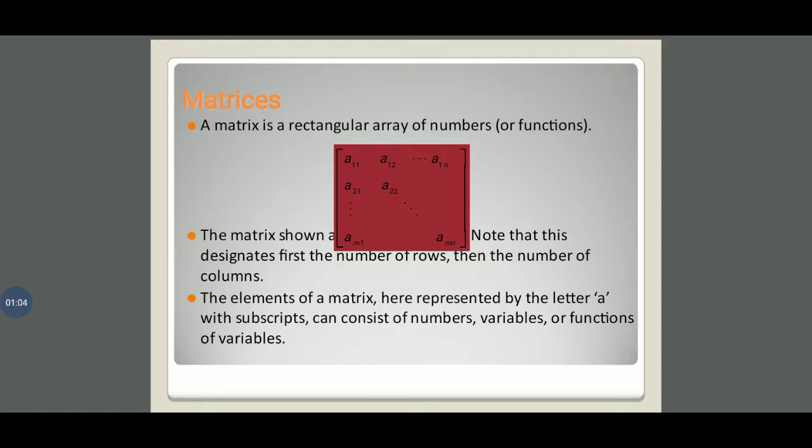Simply, we know that a matrix is a rectangular arrangement of numbers or functions in horizontal and vertical lines. The horizontal lines are called rows and the vertical lines are called columns. The elements of the matrix are represented by a small letter a with subscripts, and can consist of numbers, variables, or functions of variables. A matrix has m into n elements, where m is the number of rows and n is the number of columns. Suppose a 3 by 3 matrix is there, that means the matrix consists of 3 rows and 3 columns. Therefore the total number of elements in that matrix is 9.